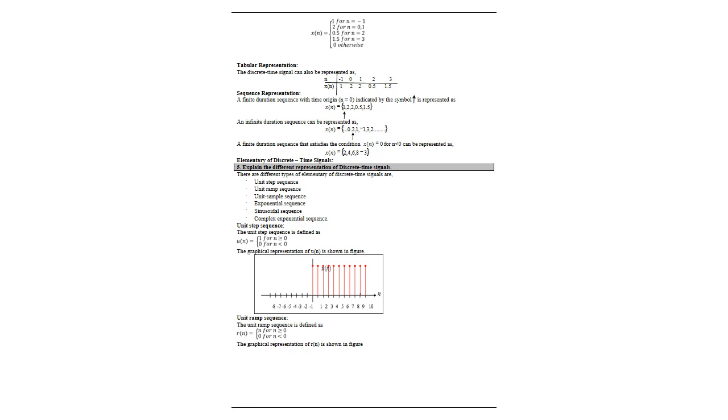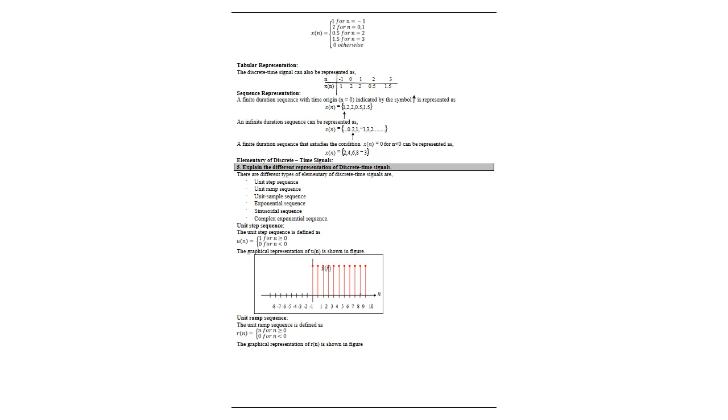So that is x of n is equal to 1 for n is equal to minus 1, and 2 for n is equal to 0, 1, and 0.5 for n is equal to 2, 1.5 for n is equal to 3 and 0 otherwise. The tabular representation: the discrete time signal can also be represented as n and x of n. Here we divide it as minus 1, 0, 1, 2, 3. For these, the values are 1, 2, 2, 0.5, 1.5.